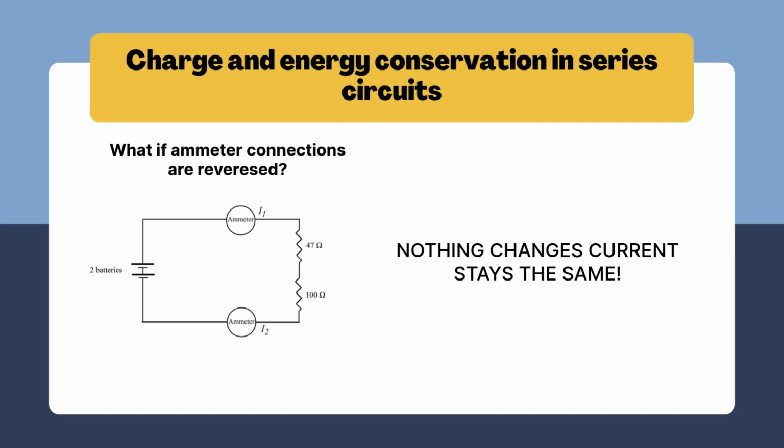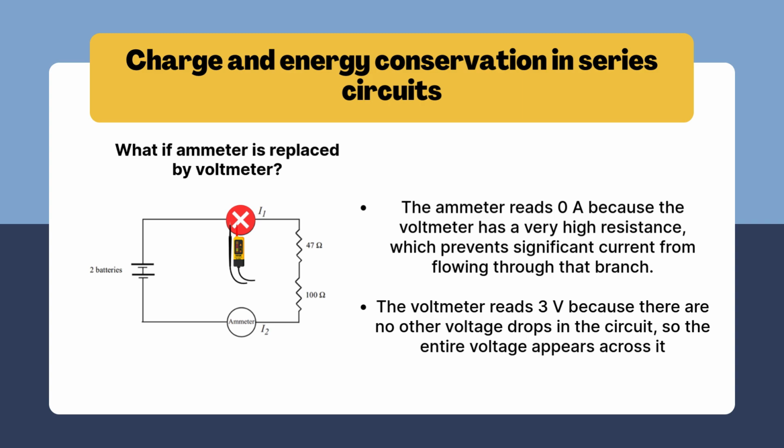And next, what if the ammeter connections were reversed? Nothing changes, the current stays the same throughout both of the ammeter readings. Now, what if the ammeter was replaced by a voltmeter? The ammeter reads zero because the voltmeter has a very high resistance, which prevents a significant current from flowing through. The voltmeter reads 3 volts because there are no other voltage drops in the circuit, so the entire voltage appears across it.